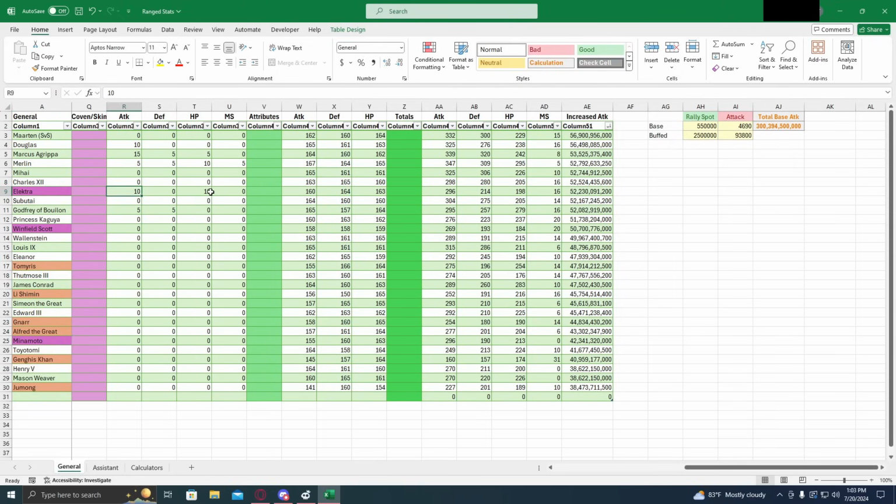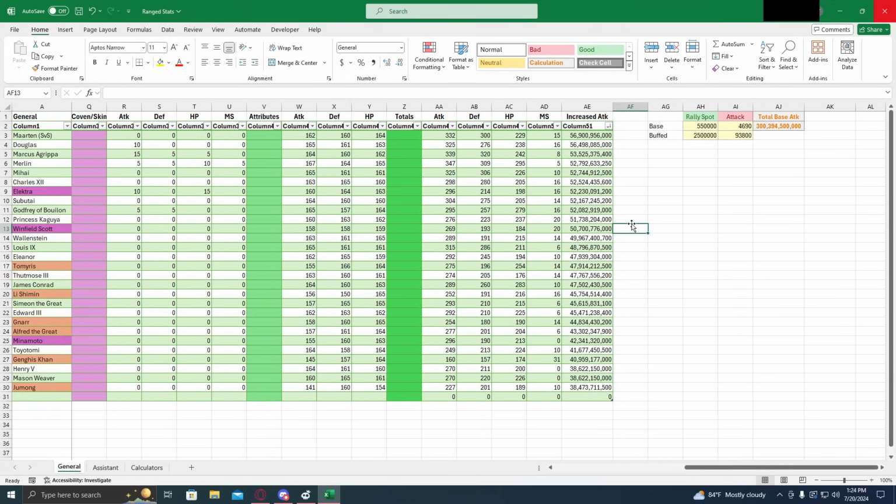This calculation also takes into account her skin, which it's not a whole lot of stats that you get from her but it is a little bit. So keep that in mind. The difference will be a little bit less effectively between her and Winfield Scott. So clearly these two generals are superior to Minamoto.